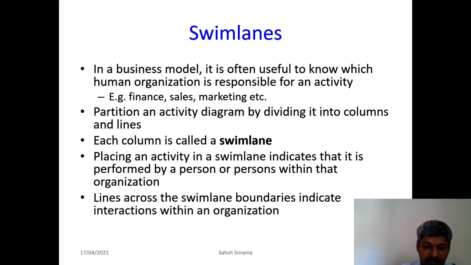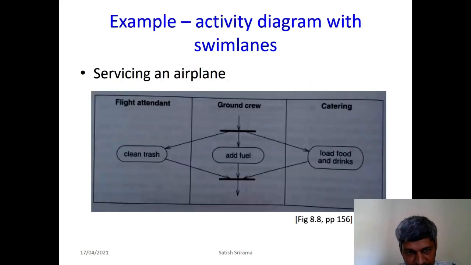Lines across the swim lane boundaries indicate interaction within the organization. Let's go and see an example.